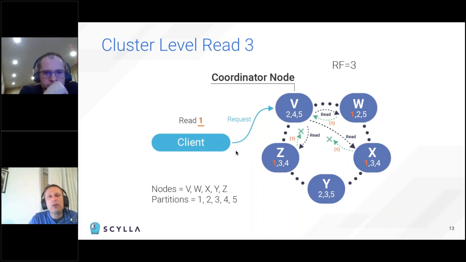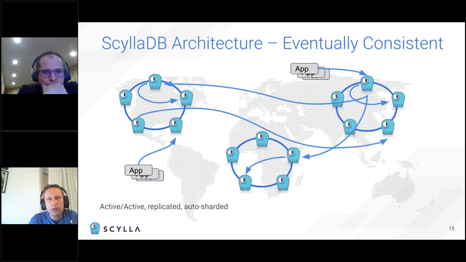So in this case, let's imagine that the consistency level is 1. That means the coordinator can wait for only 1 response, and once this response gets to the coordinator, he can send the response. I jumped too fast. He can send the response back to the client. So this is the tunable consistency in 1 data center.